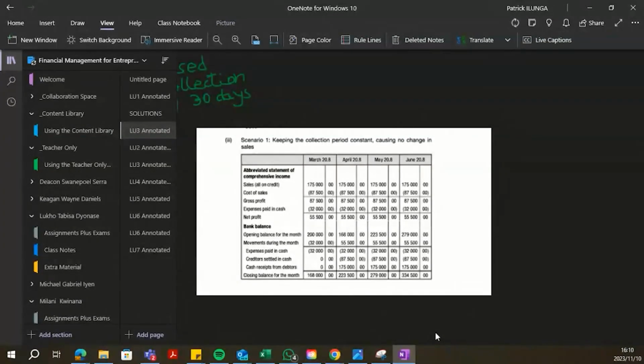Okay, we get it, sir. Perfect. So it depends. Sometimes you can decrease your expenses, but sometimes you cannot. But what you need to make sure is that your income must always be greater than your expenses for you to stay in business.